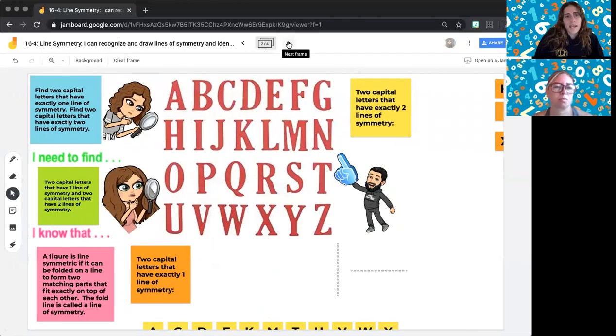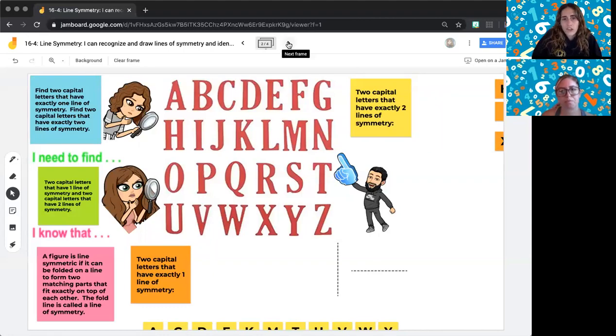This question is saying, find 2 capital letters that have exactly 1 line of symmetry. Find 2 capital letters that have exactly 2 lines of symmetry. Ms. Schultz, what do we need to find here? I need to find 2 capital letters that have 1 line of symmetry and 2 capital letters that have 2 lines of symmetry. What do we know already? We know that a figure is line symmetric if it can be folded on a line to form 2 matching parts that fit exactly on top of each other. The fold line is called a line of symmetry.